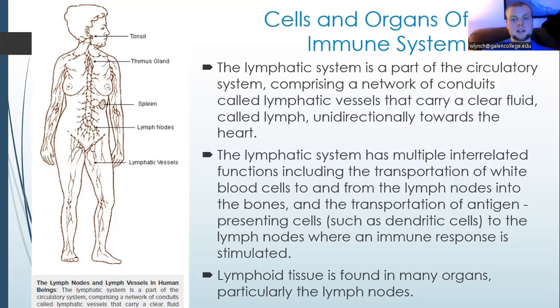We can find lymphatic tissue in almost any organ. It's going to have some sort of resident immune cell, whether it be a macrophage or a neutrophil. But our main places of lymphoid tissue are going to be in the primary lymphoid tract, which is going to have lymph nodes along the vessels.